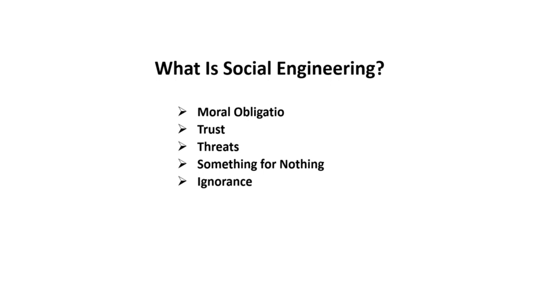Threats. A social engineer may threaten a victim if they do not comply with a request. Something for nothing. The attacker may promise a victim that for little or no work they will reap tremendous rewards. The ignorance. The reality is that many people do not realize the danger associated with social engineering and don't recognize it as a threat.